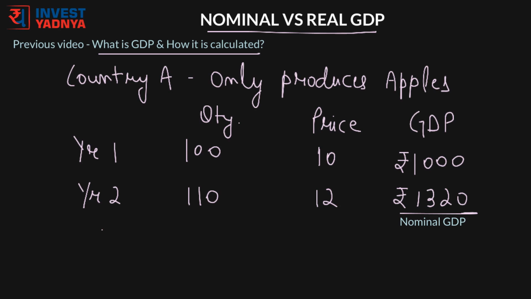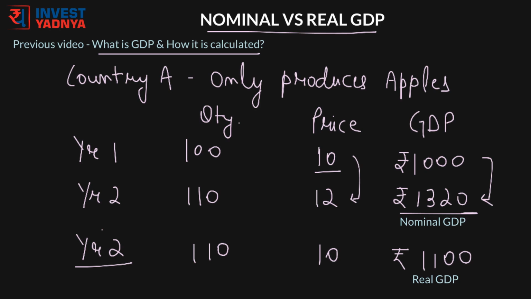The increase in GDP from 1000 to 1320 is not just because of the increase in quantity from 100 to 110, but also because of the increase in price from 10 to 12 rupees per apple. So if you want to know the real growth of the country's economy, then we must calculate the GDP of country A of year 2 at the price of year 1. So now the price will be 10 and the quantity will be 110. So the real GDP of year 2 will be 1100 rupees.